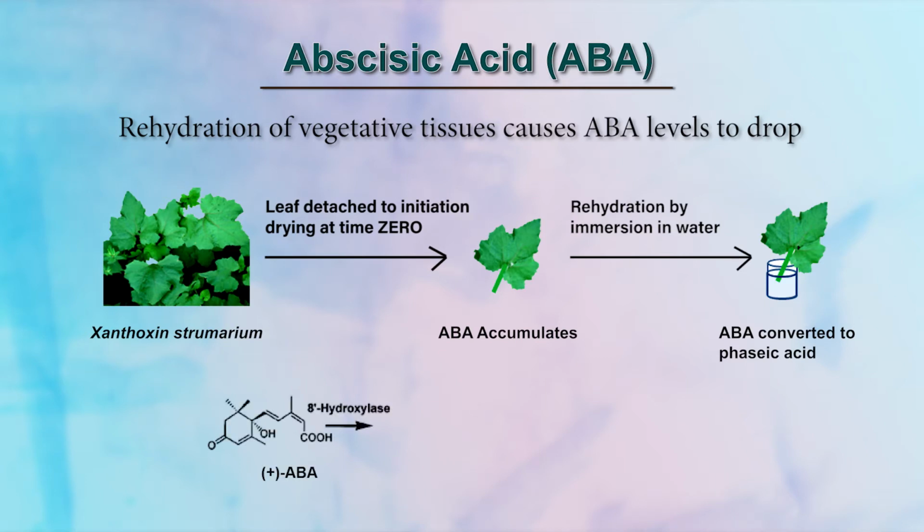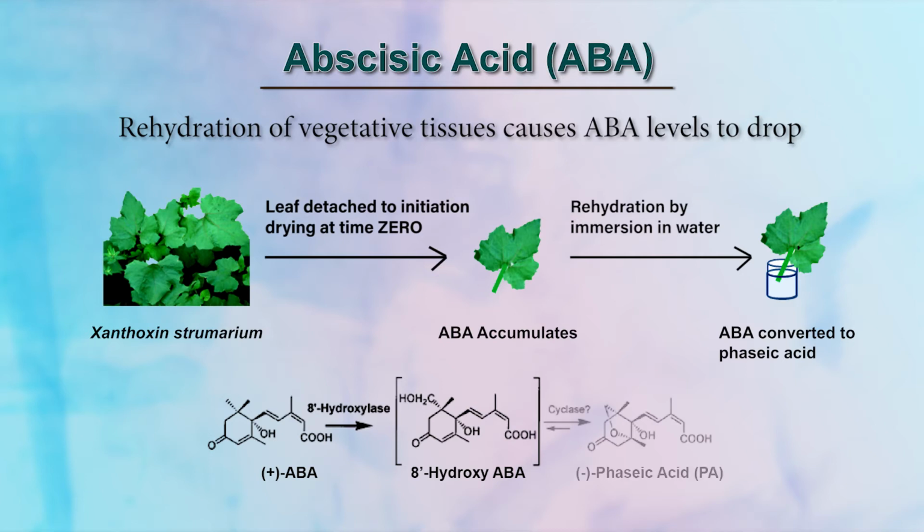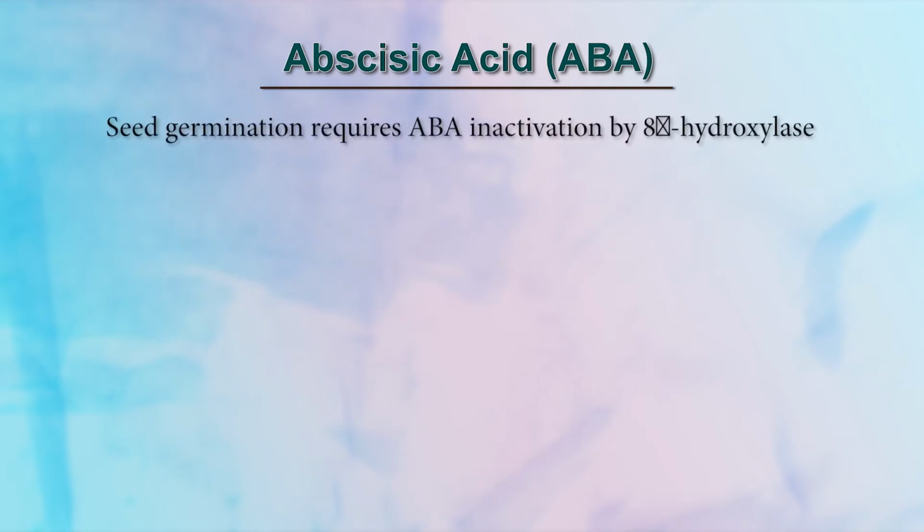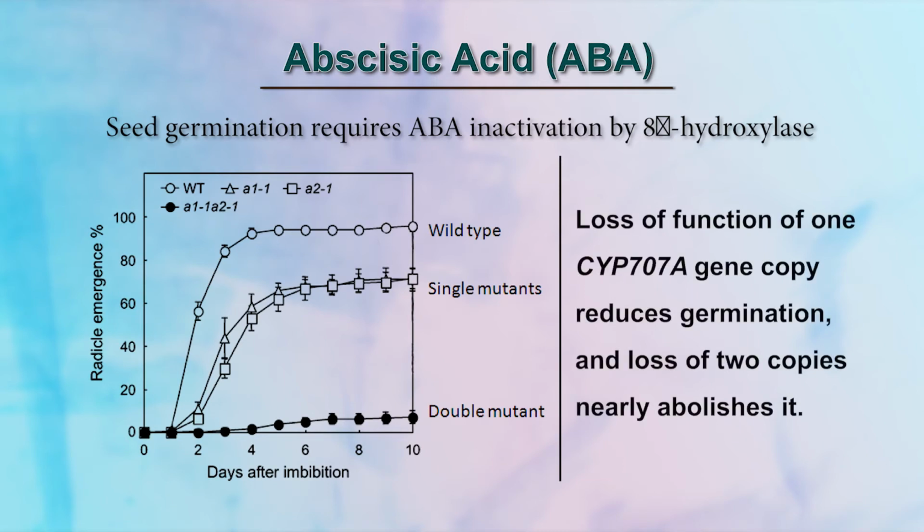The enzymes responsible for catabolism of ABA, that is the 8'-hydroxylase that converts it to 8'-hydroxy ABA, and a cyclase that converts 8'-hydroxy ABA to phaseic acid, are induced upon rehydration. Similarly, there is an effect on seed germination if there is abnormally high ABA level by loss of function mutation in the 8'-hydroxylase gene. These mutants show very low level of seed germination, that is, their dormancy period is highly increased due to the enhanced ABA level.